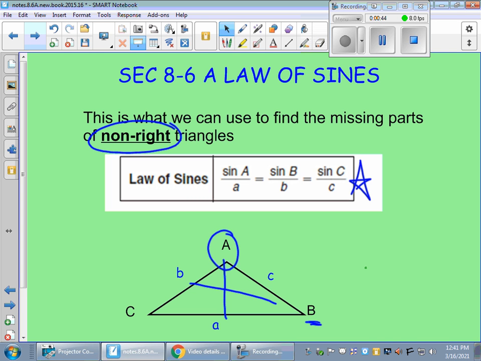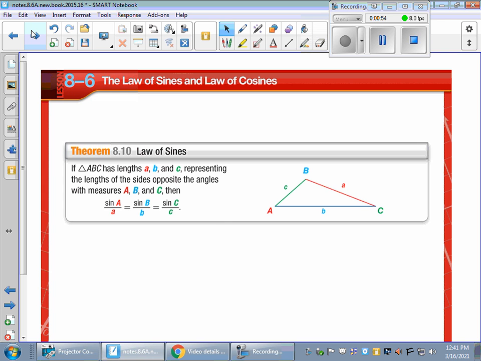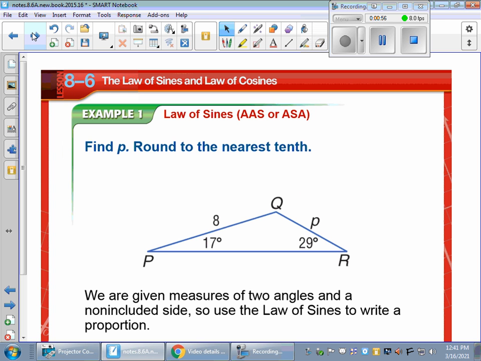I know there are three of them there, but you take the sine of the angle divided by the side and set that equal to another sine of an angle over a side. Even though there are three, you're only going to use two. This is the same concept here.